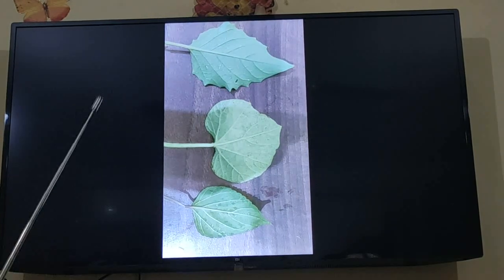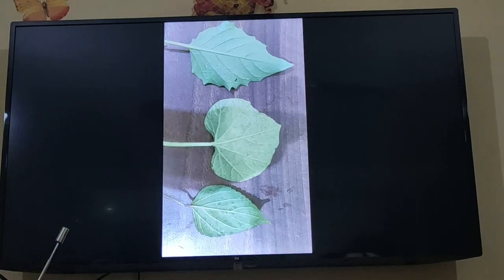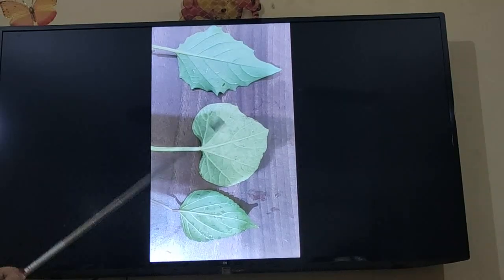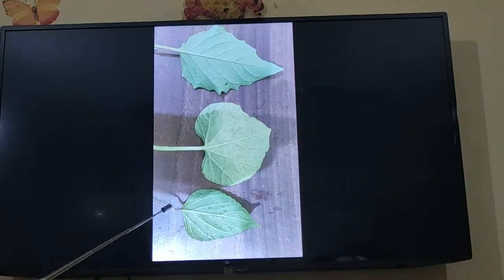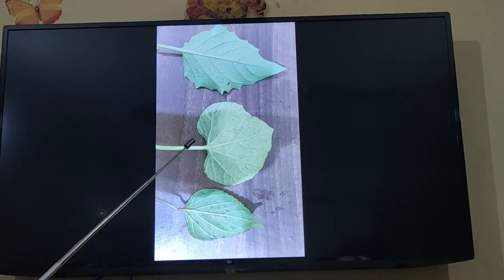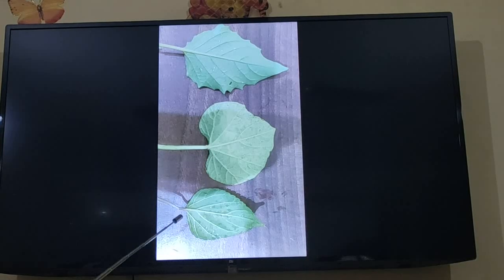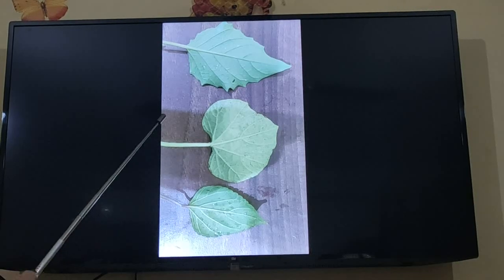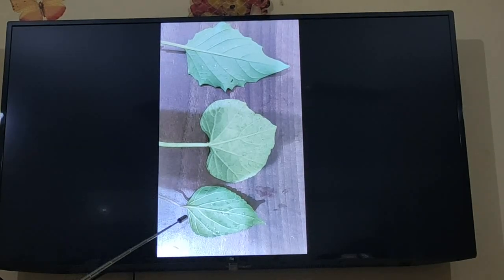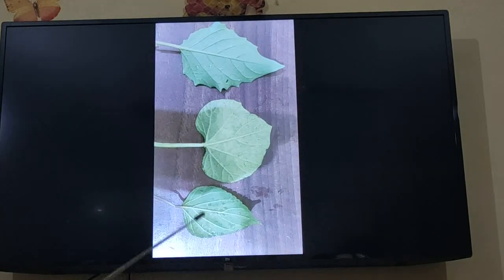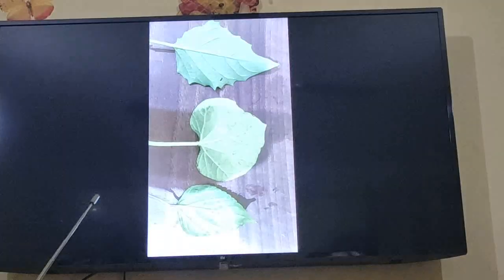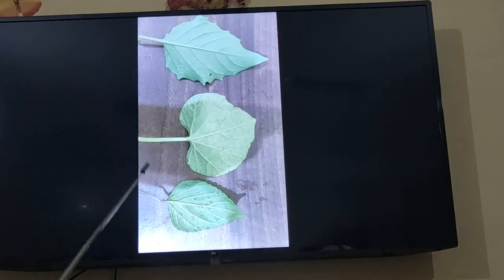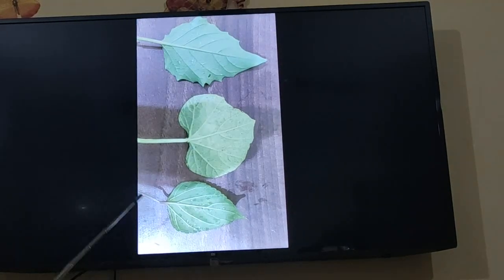Now the relationship between venation and types of roots. Can you imagine that without pulling out the plant, you can understand what type of root is there? Yes. How? By checking the venation of the leaf. If there is reticulate venation, then there will be a taproot in the plant, and if there is parallel venation, then there will be a fibrous root.